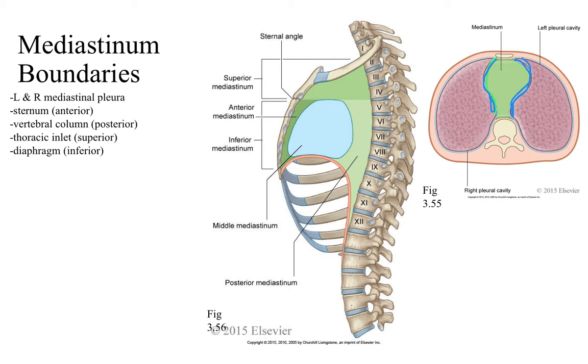Notice that in addition to the mediastinal pleura, the sternum forms the anterior boundary, all right, and you can see that right here. The vertebral column posteriorly, all right, and notice that in the vertebral column, the mediastinum goes from thoracic vertebrae 2 all the way to thoracic vertebrae 12, where that costodiaphragmatic recess is going to sit.